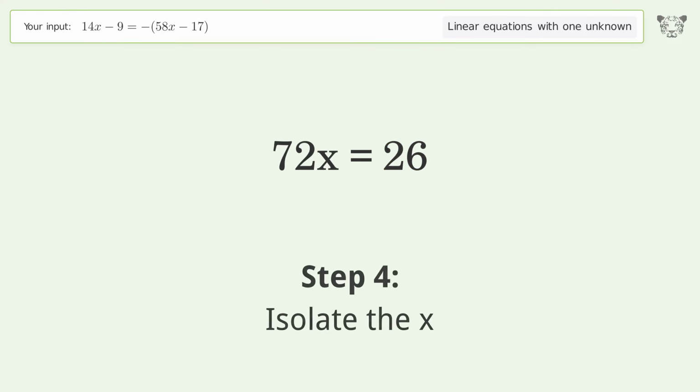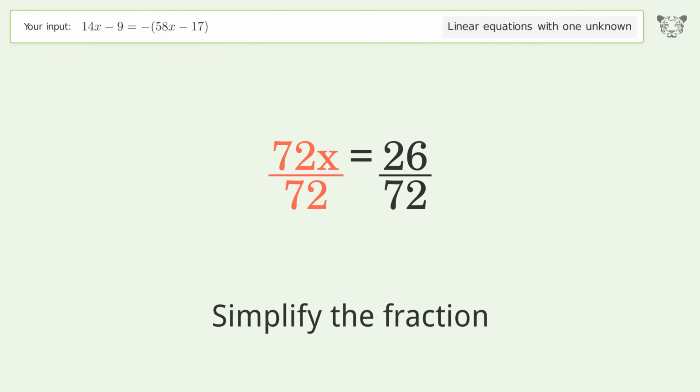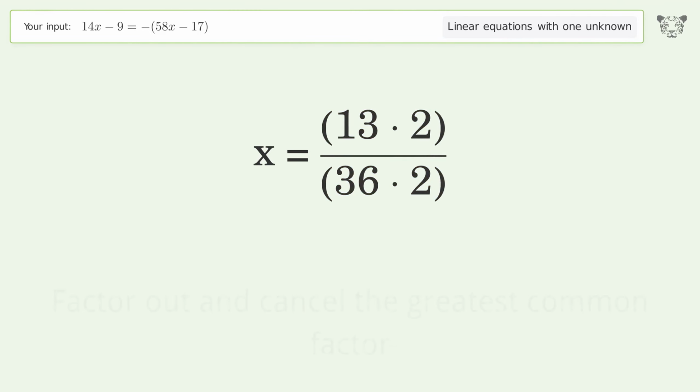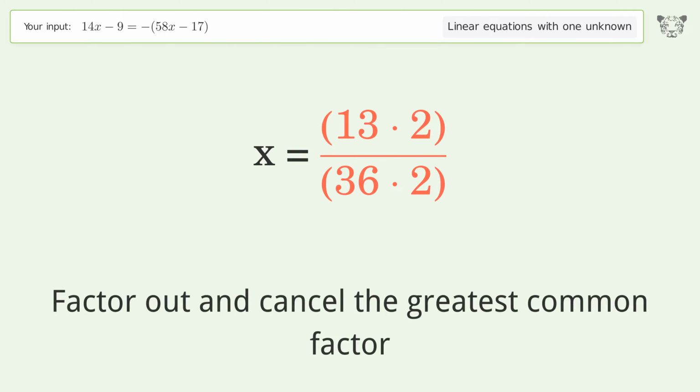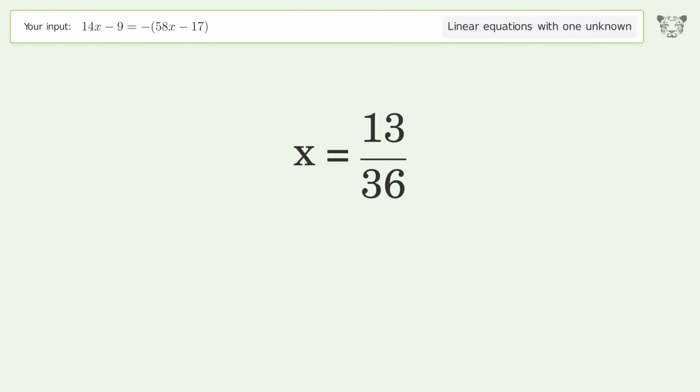Isolate the x. Divide both sides by 72. Simplify the fraction. Find the greatest common factor of the numerator and denominator. Factor out and cancel the greatest common factor. And so the final result is x equals 13/36.